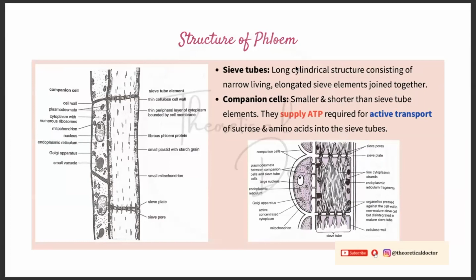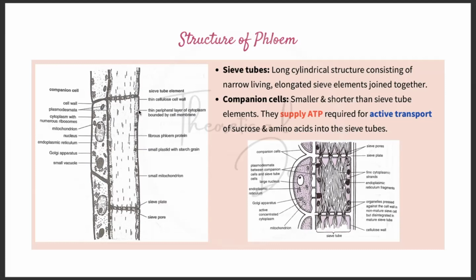Structure of phloem. The phloem consists of sieve tubes and companion cells. This part over here are the companion cells, and this part over here are the sieve tubes. Sieve tubes are long cylindrical structures consisting of narrow, living, elongated sieve elements joined together. So the sieve tubes are actually living cells, and the companion cells are smaller and shorter than sieve tube elements. They supply ATP required for active transport of sucrose and amino acids into the sieve tubes.